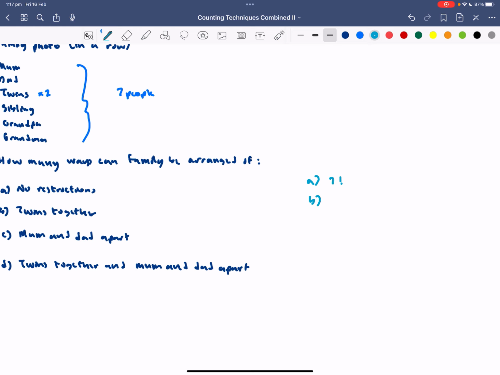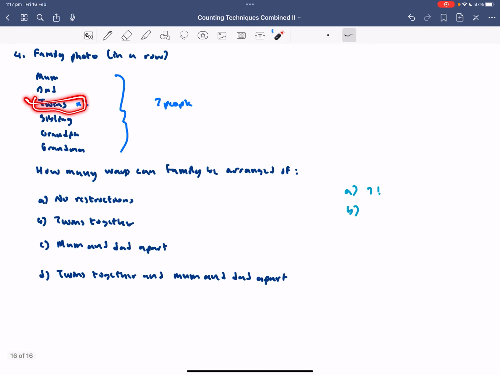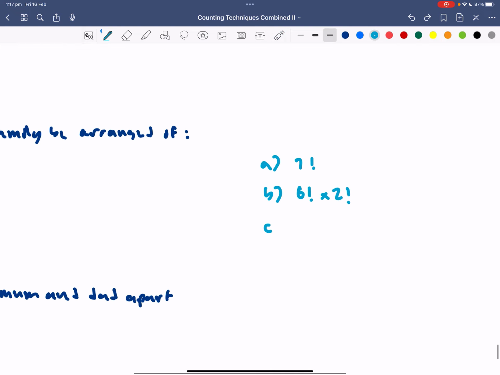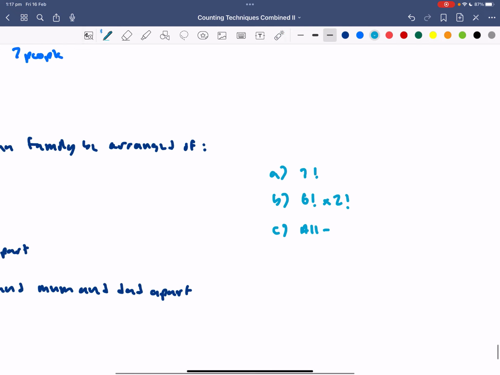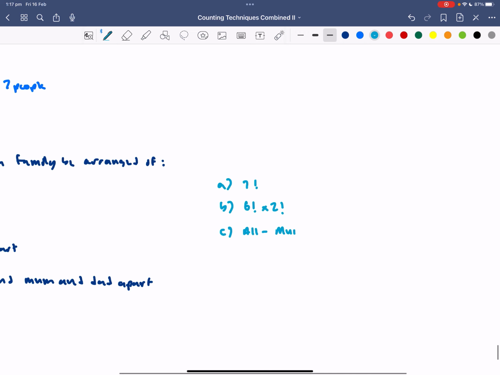And with the twins must be together, we count them as 1. So we count them as 1, that's 1, 2, 3, 4, 5, 6. Basically 1 person less than the 7 people that are actually there. So 6 factorial, and then we times it by 2 factorial. And if mum and dad are apart, now guys, how many people are apart? Only 2 people are apart. So we did this last week. If only 2 people are apart, we can do all take away mum and dad together. You're allowed to do that as long as it's only 2 people that are not allowed to be together. So all take away mum and dad together should give us mum and dad apart.